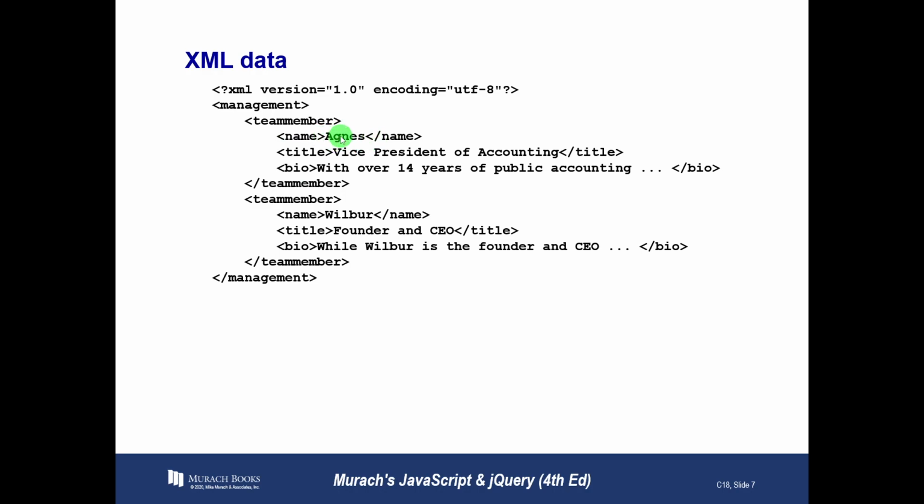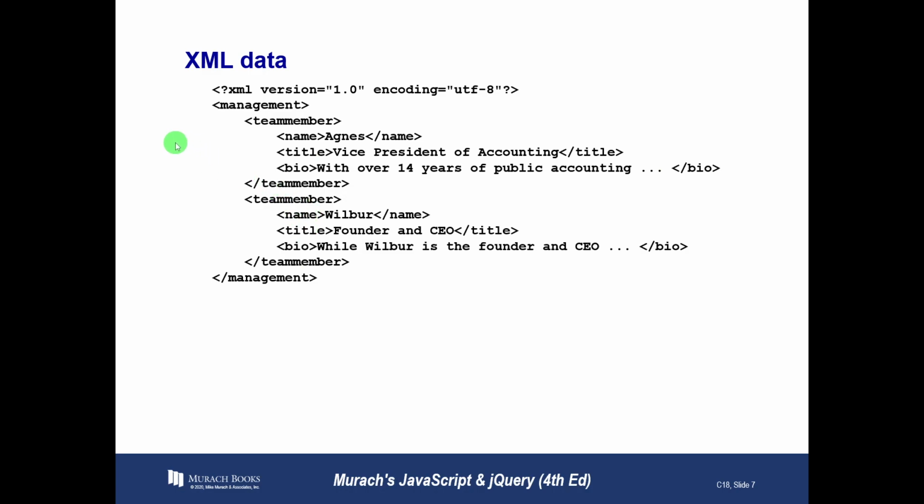It looks a lot like HTML. Remember, XML, though, came first and HTML kind of copied it. It used the standards of XML when they created the HTML language. Okay. So for each team member, we have a name, a title, and a bio. That's what XML looks like.